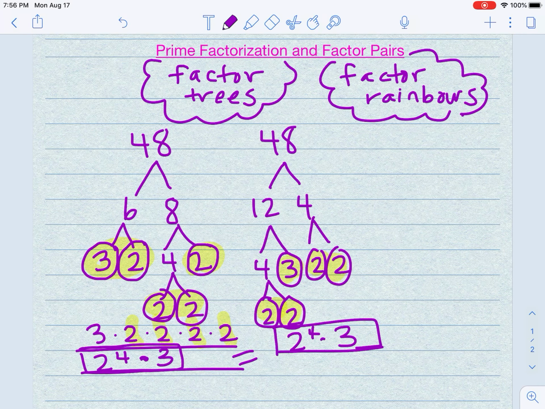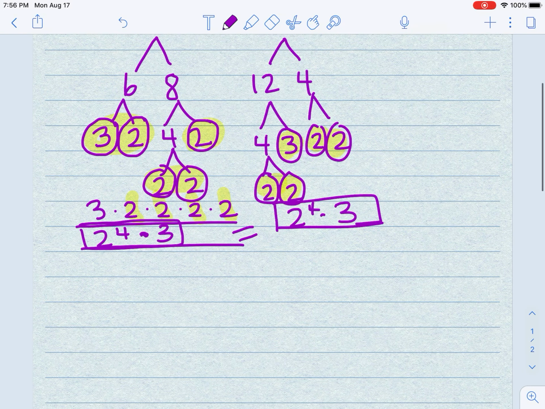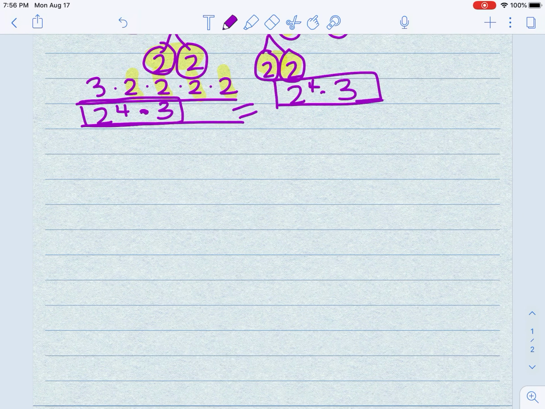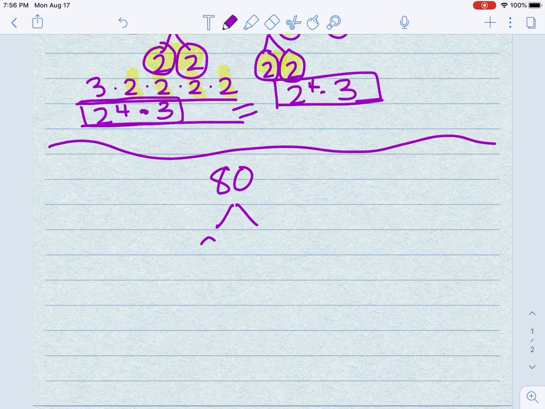Let's do one more like that before we talk about factor rainbows. Let's take the number 80. We could break that down into 8 times 10, or we could break it down into 4 times 20, or 40 times 2. Lots of different ways. Let's go with my first suggestion of 8 times 10. That's not prime. 8 isn't, and neither is 10, so they keep going.